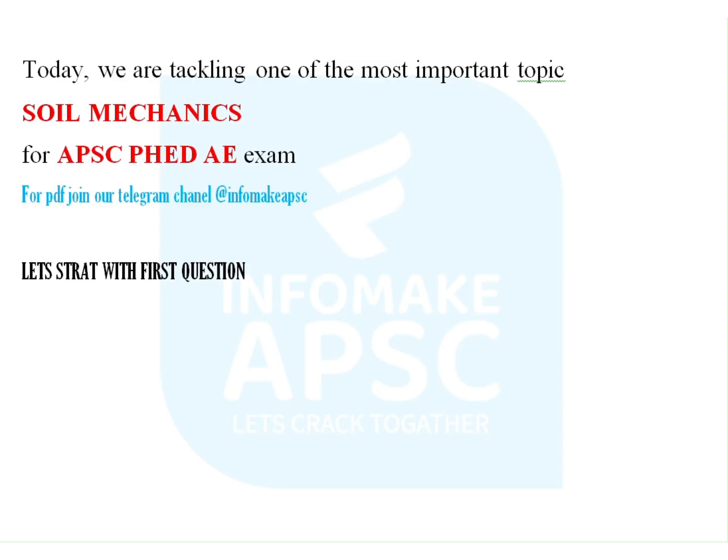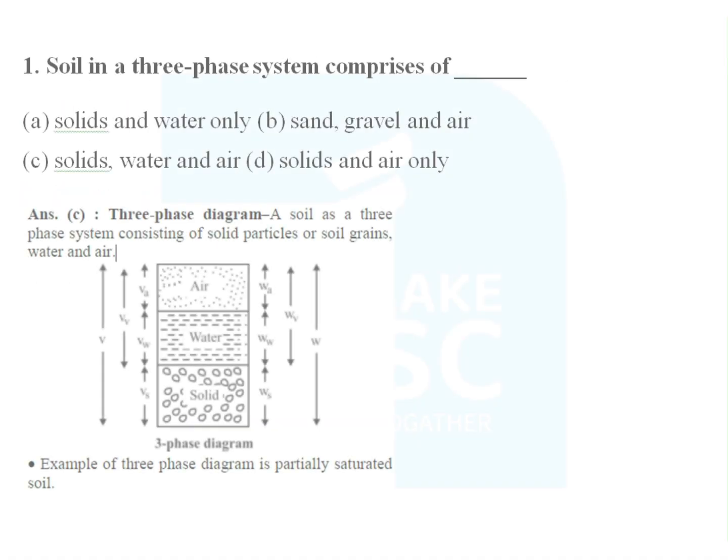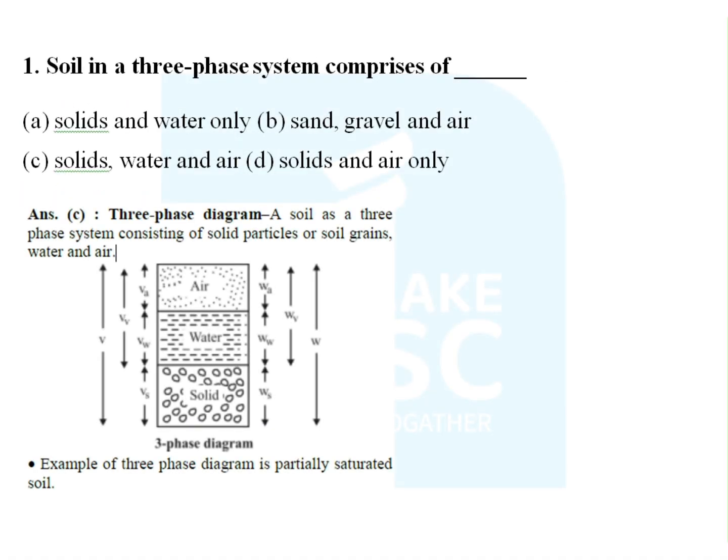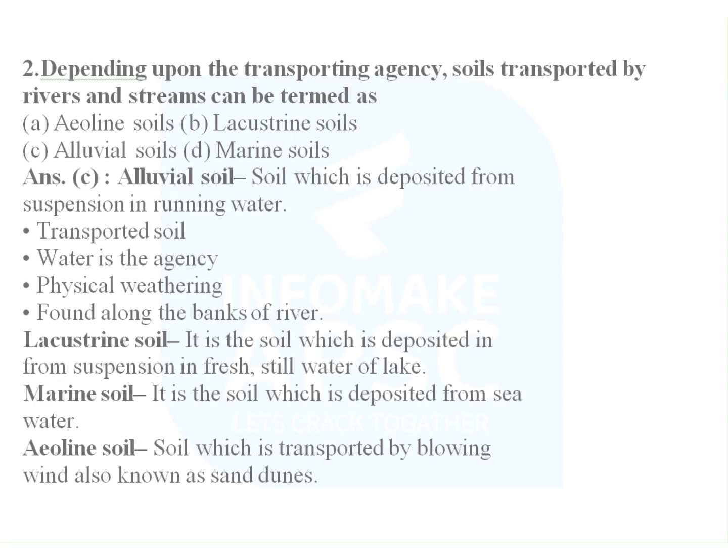Let's start with first question. Question number 1. Soil in a three-phase system comprises of A. Solids and water only. B. Sand, gravel and air. C. Solids, water and air. D. Solids and air only. So the correct answer is answer C.